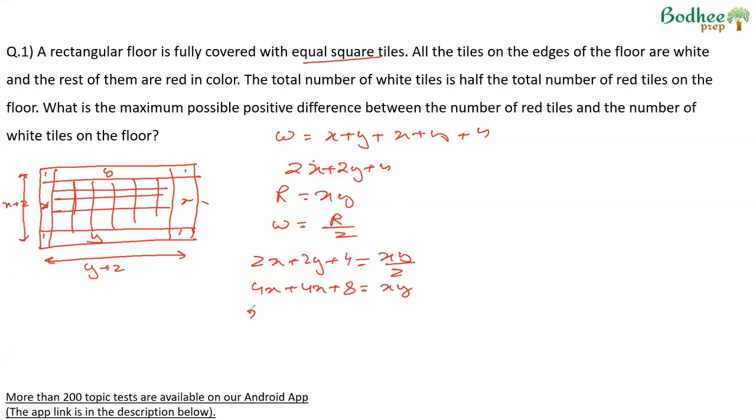And therefore, we can say xy minus 4x minus 4y is equal to 8. Adding 16 on both sides, xy minus 4x minus 4y plus 16 is equal to 24. Left hand side becomes x minus 4 into y minus 4. This is equal to 24. What is the maximum possible difference between the number of red tiles and the number of white tiles?